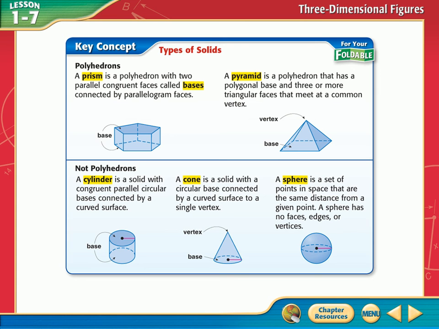So look at this thing right here. This up and down right here is perpendicular to the base. Do you see it? It's not slanted, right? So that's a prism. A prism, the sides are not slanted. They go straight up and down. Perpendicular. See the face, right? That side is perpendicular to the base. So the sides are perpendicular to the base.